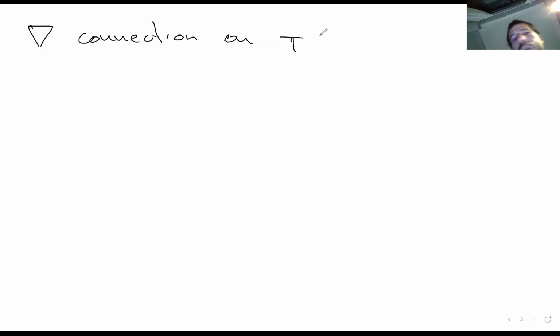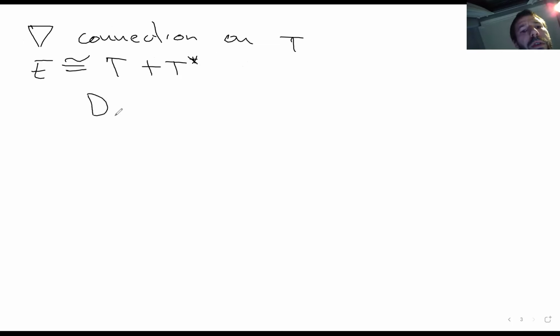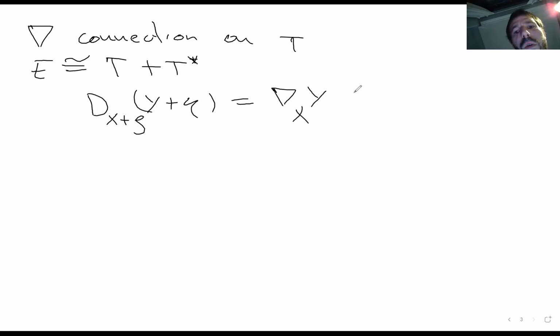Because what happens is that if I take some connection nabla on T, just an affine connection on the tangent bundle, and I identify E with tangent plus cotangent, then you can cook up a generalized connection out of this nabla by setting D of X plus Y plus eta equal to nabla X Y plus nabla star X eta. And this is the dual connection, I mean, the induced connection on one forms.